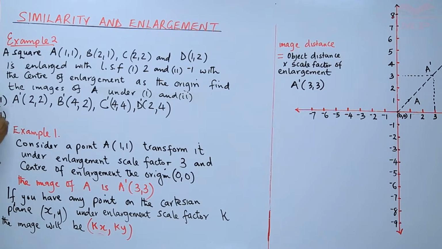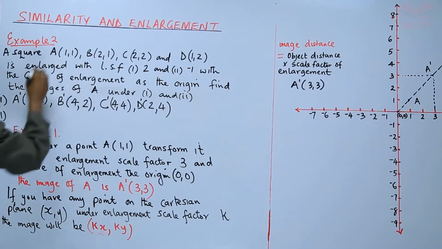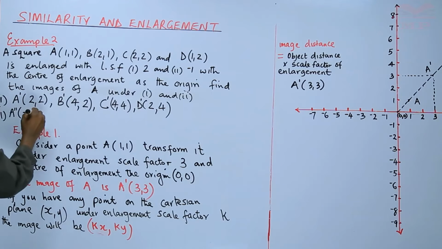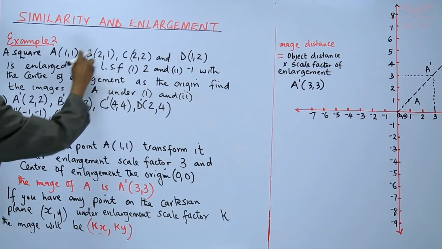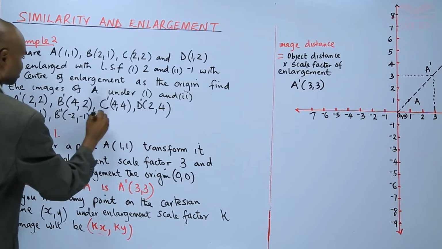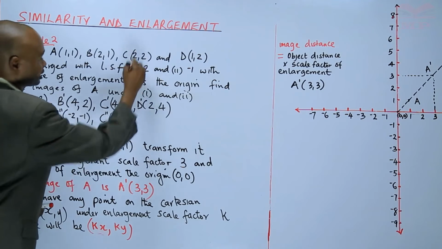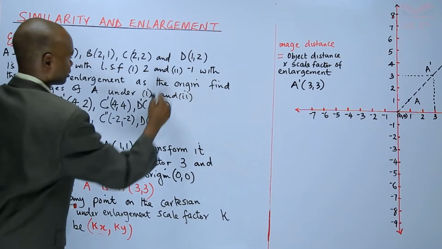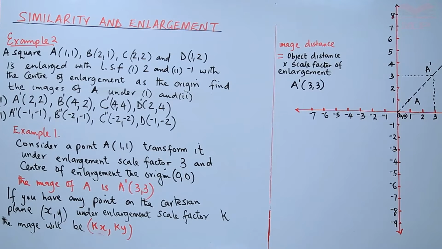You come to the second one, where the linear scale factor is -1. You simply take the scale factor, multiply by the coordinate. -1 times 1, -1. -1 times 1, -1. You come to B double prime. -1 times 2, -2. -1 times 1, -1. You come to C double prime. -1 times 2, -2. -1 times 2, -2. And D, -1 times 1, -1. And lastly, -1 times 2, -2.